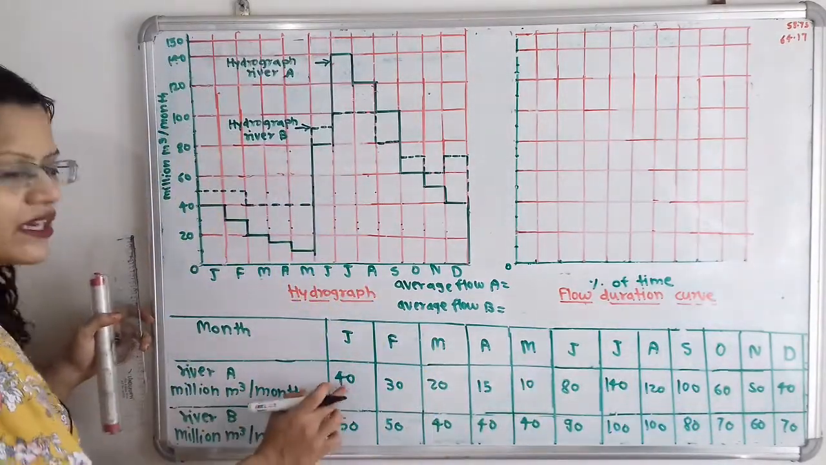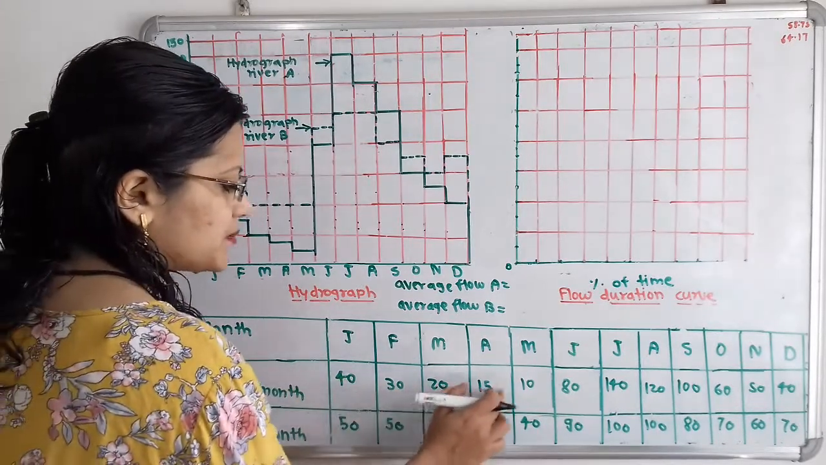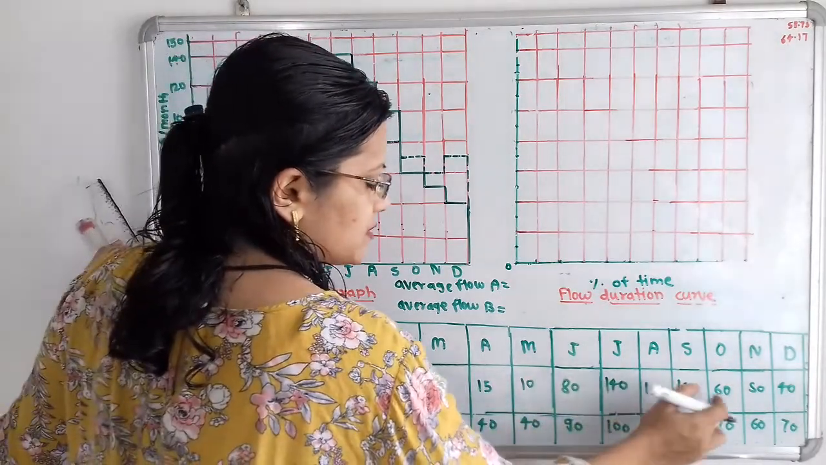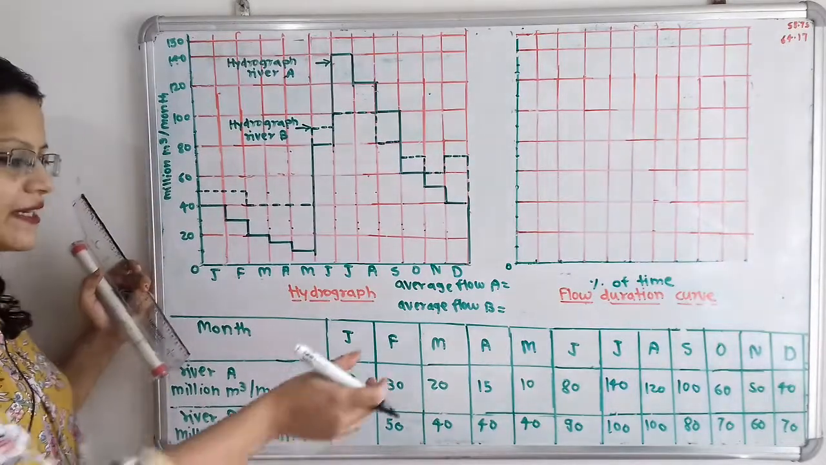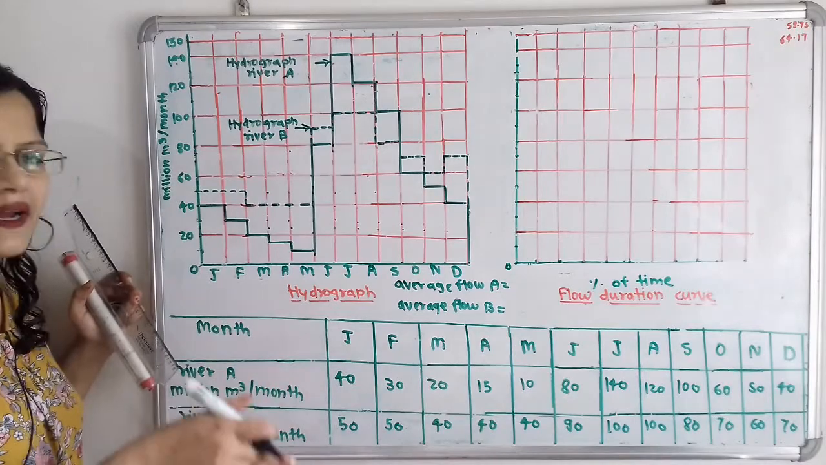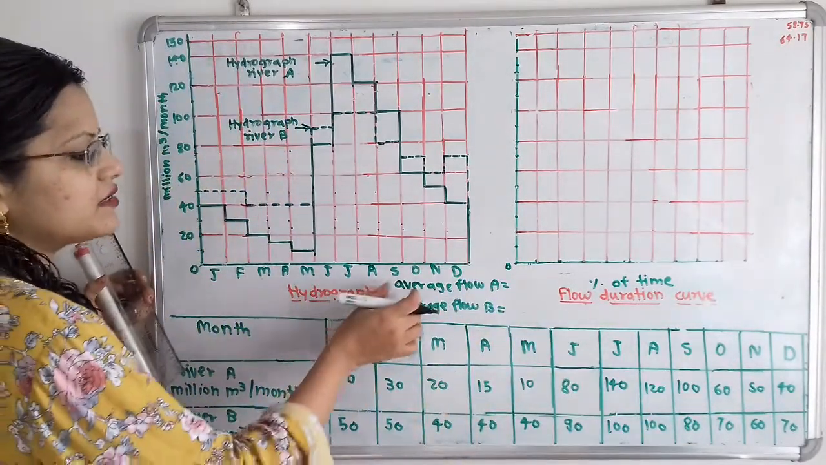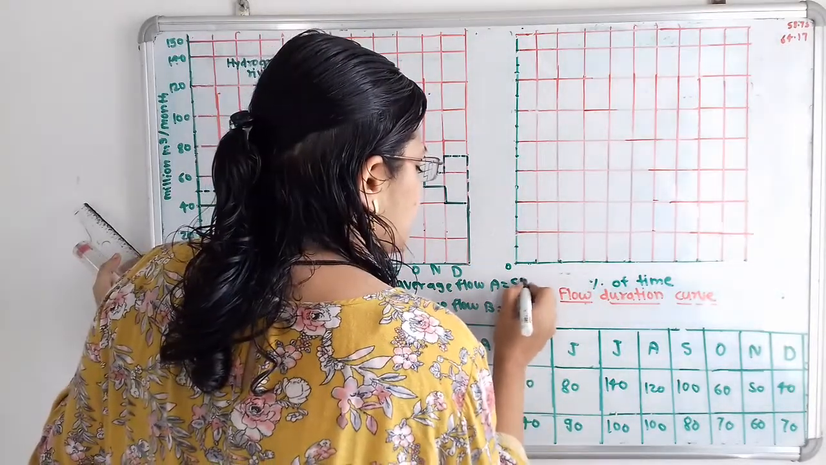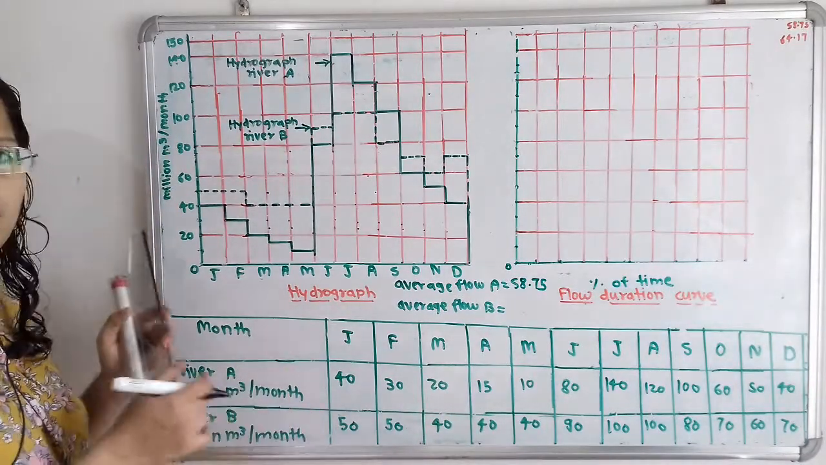For river A we will write here 40 plus 30 plus 20 plus 15 plus 10 plus 80 plus 140 plus 120 plus 100 plus 60 plus 50 plus 40, and divided by the period. The period is 12 months, so divided by 12. If we add all these numbers and divide by 12, then the average flow for river A is equal to 58.75. The unit is million meter cube per month.